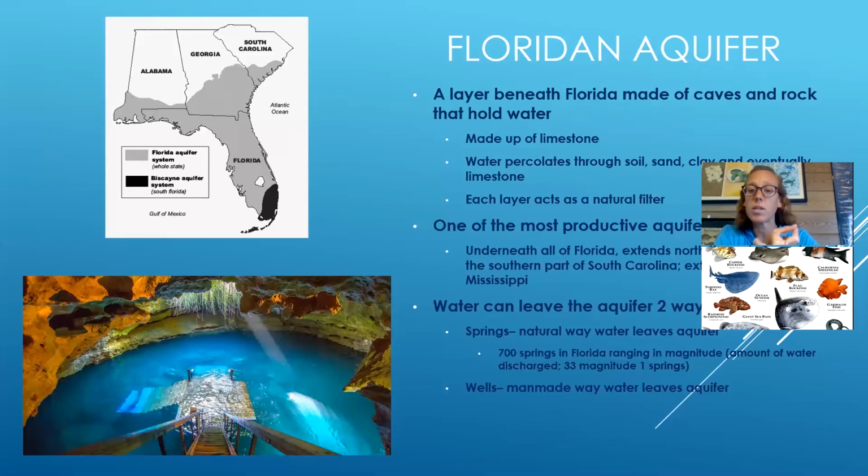So springs are the natural way that water leaves the aquifer. And we also have wells, which are the man-made way that water leaves the aquifer. With wells, basically we drill a hole all the way down to the limestone layer, stick a big pipe in it, and that pipe sucks it up like a giant straw and brings it to anywhere that you use well water. A lot of people here in Florida do have well water. I don't mind the taste of it. It definitely tastes a little bit different than if I were to just turn on the faucet at my mom's house up in New York, but it's not that bad.